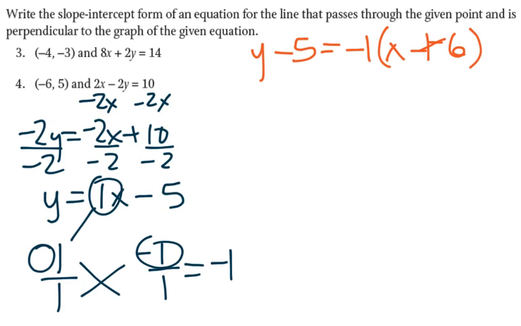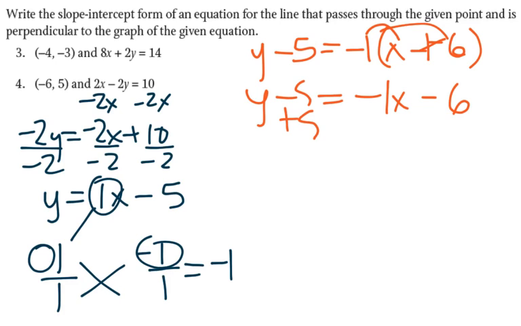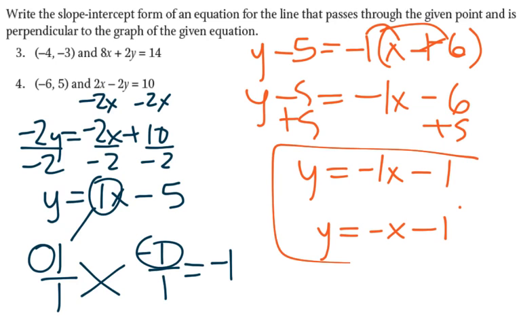That's like plus. We get negative 1x minus 6 equals y minus 5, add 5. And we get y equals negative 1x minus 1, which we could write as y equals negative x minus 1. Either one of those two. And there we go, guys. If you know how to follow the steps, it doesn't take too long to figure that out.